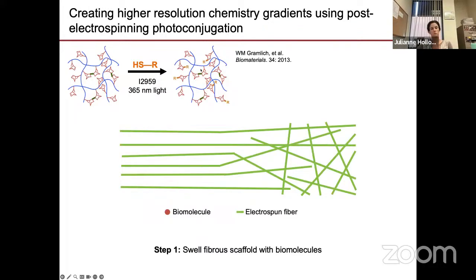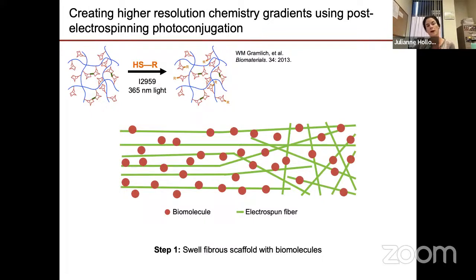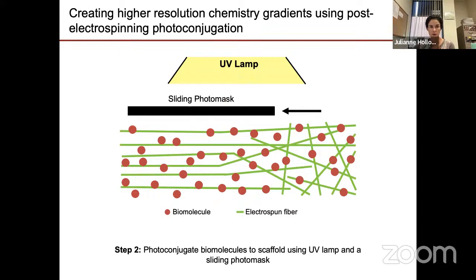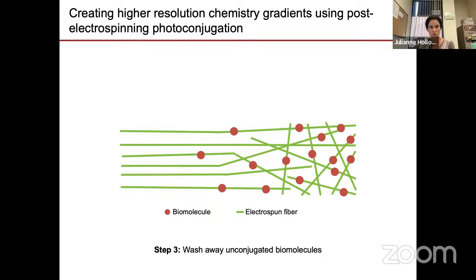And so what we can do is take our fiber scaffold, swell it with thiol-containing biomolecules, and then, using a sliding photo mask, preferentially expose certain parts of the scaffold to UV light. Depending on the speed of this sliding photo mask, that will determine the gradient length. And then we can wash away those untethered biomolecules.